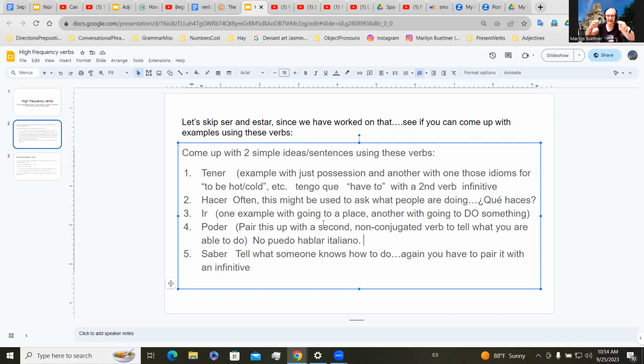No puedo manejar hoy porque el carro no funciona, because the car doesn't work. No puedo manejar, beep, beep, no puedo manejar hoy porque el carro no funciona. The car is not working. Okay. ¿Tienen otro ejemplo con poder? Do you have another example with poder?